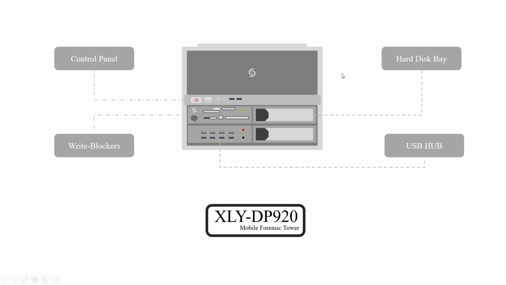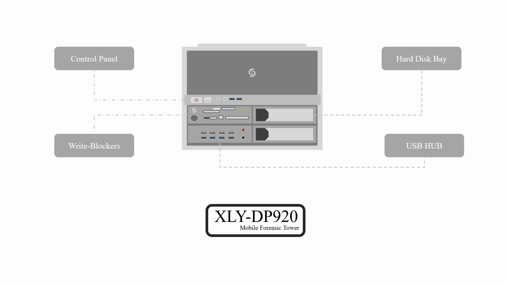And then we have a USB hub, which is the key module of the DP920 Mobile Forensic Tower. This USB hub includes 4 USB 3.0 ports and 4 USB 2.0 ports. So combined, the user can plug in up to 8 mobile devices and use SPF Pro for forensic extraction. This is why DP920 is the perfect hardware platform for SPF Pro software.